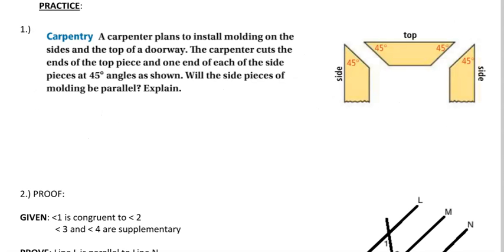All right, look at this. It says a carpenter plans to install molding on the sides of the top of a doorway. The carpenter cuts the ends of the top of the pieces, one end of each side at 45 degrees as shown. Will the sides of the pieces of the molding be parallel? Well, if this is 45 and this is 45, together they make what? 90 degrees, which means they are perpendicular.